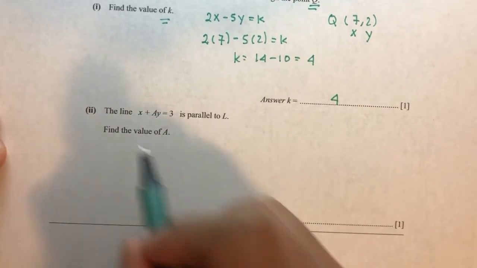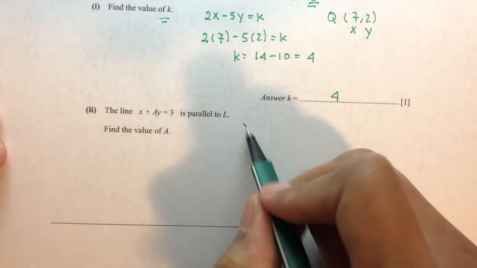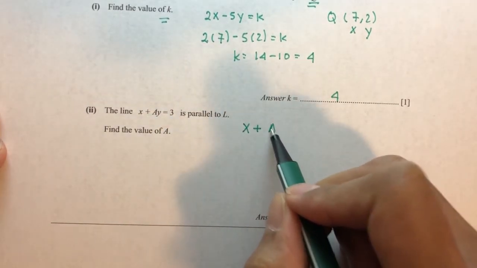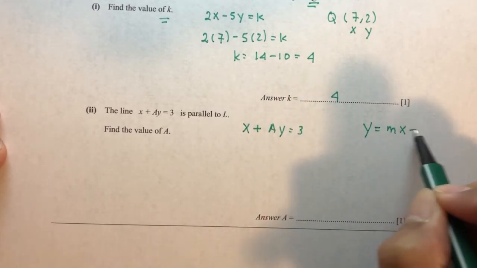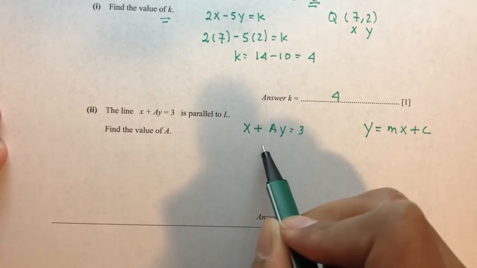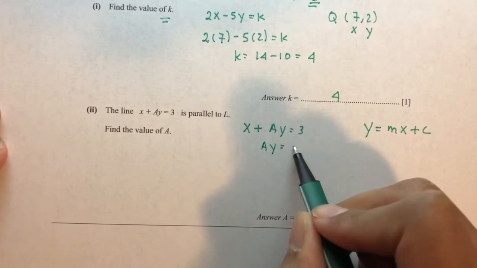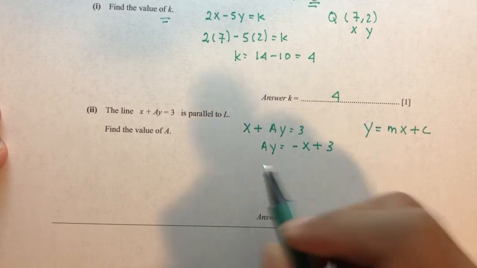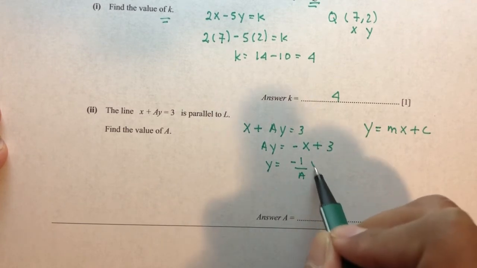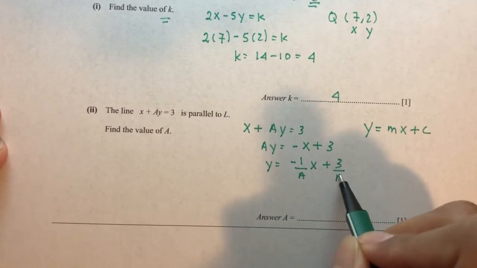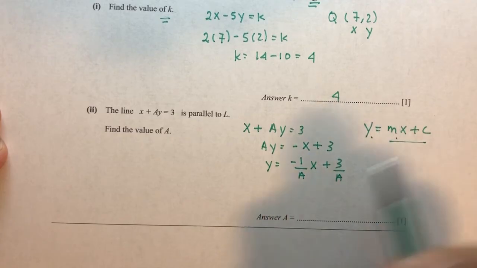Now, we have the line x plus ay equal to 3. First things first, we rearrange the line in the form y equal to mx plus c. So make y the subject of the formula. We have ay equal to minus x plus 3. So y equal to minus 1 over a x plus 3 over a. That is the equation of the line in the form y equal to mx plus c.